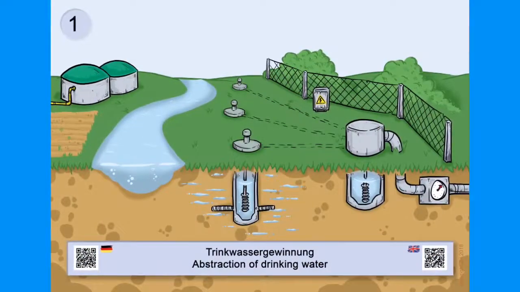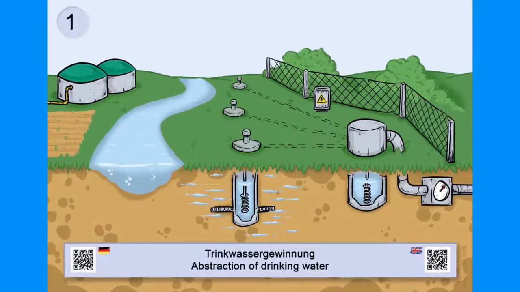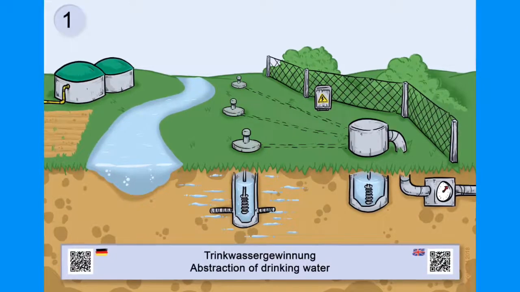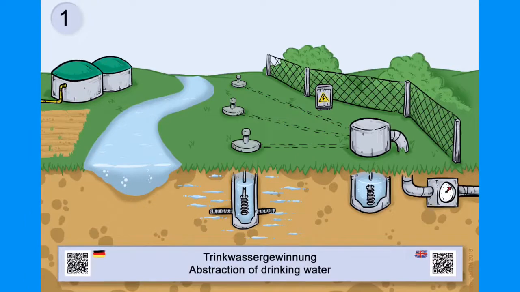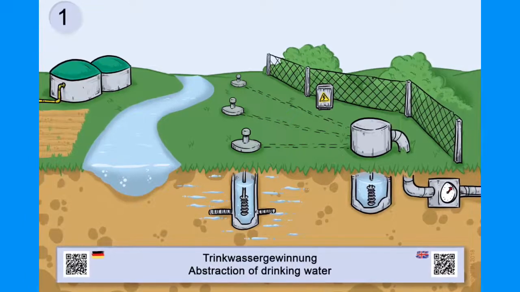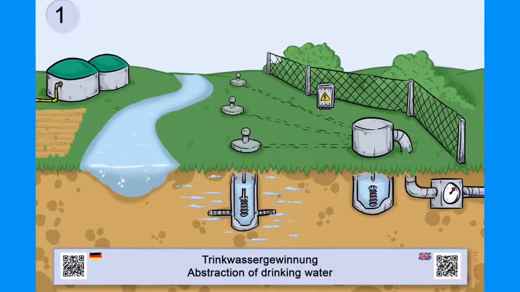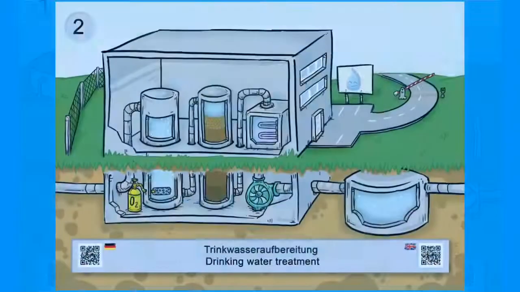Okay, let's start with the first slide. We have here the drinking water abstraction. Most of the drinking water in Germany, at least 70%, comes from groundwater wells. Here you see some wells and they get the water from the embankment of a river. You also see on the left-hand side a biogas plant in Germany. We have about 8,000 of these energy plants.